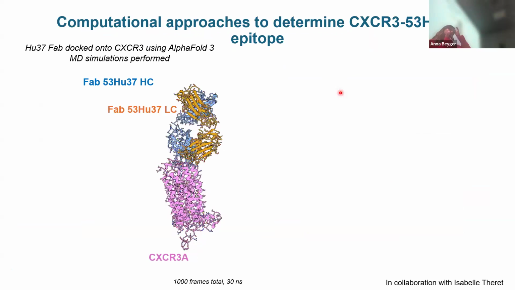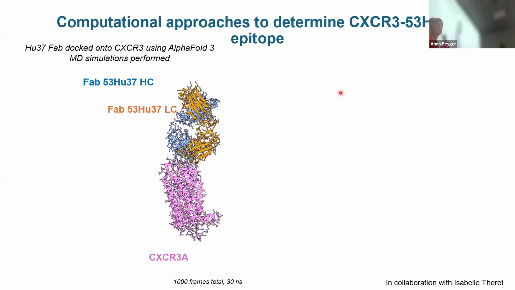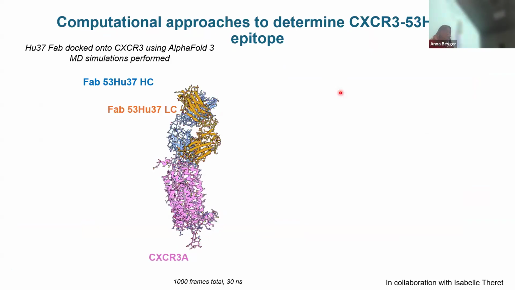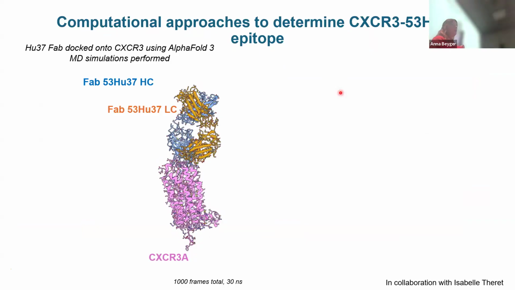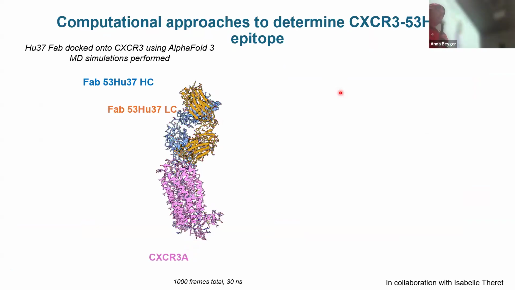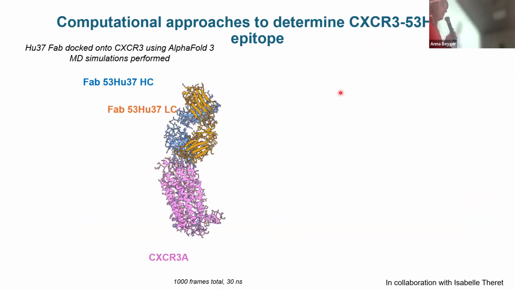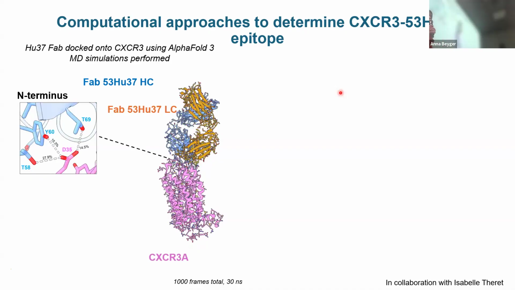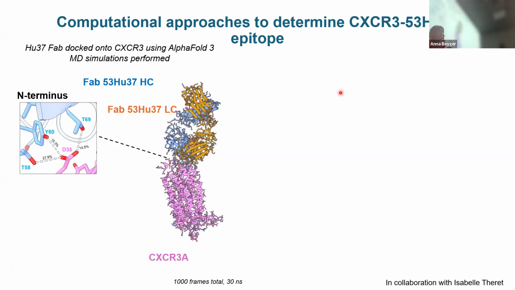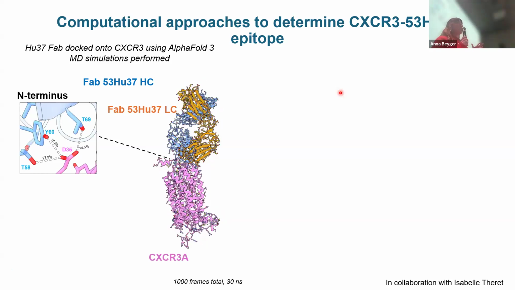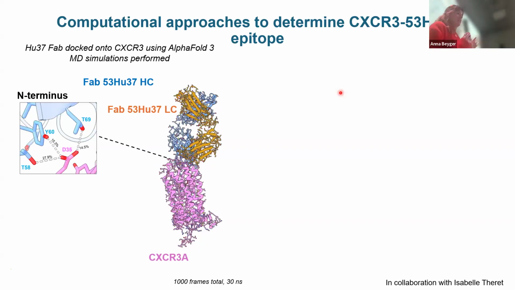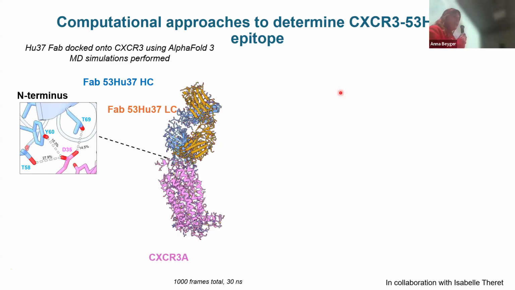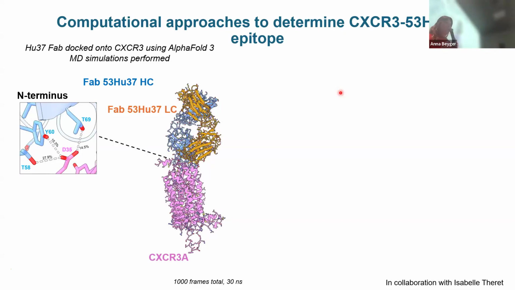Because of that, we pursued different approaches to determine this epitope. We did that in collaboration with our partners at Servier, who helped us with molecular dynamics simulations of the AlphaFold predicted model of the Fab fragment of this antibody placed within the receptor. From there, we analyzed specific interactions, by which I mean interactions that are not on the main chain of the receptor but on the side chains, and also interactions that occur in more than 10% of the frames. We acquired 1,000 frames in total, over 30 nanoseconds, acquiring a frame every 30 picoseconds.